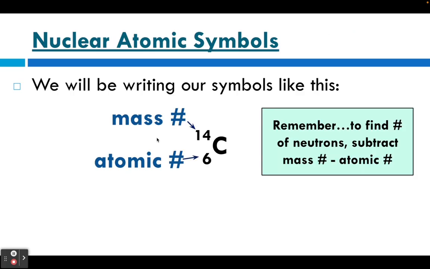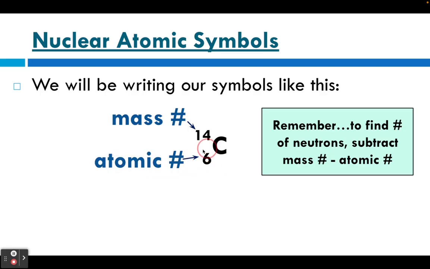All right, so let's talk about nuclear symbols. So your nuclear symbol, when you're writing the symbol for an isotope or atom, the way we normally write it is you have the element symbol here, just like you normally would. And then you have 2 numbers on the left-hand side. So at the top left is your mass number, and the bottom left is your atomic number.